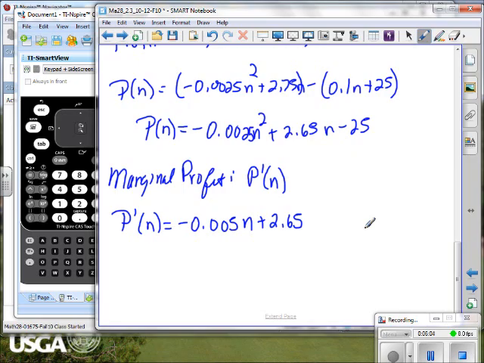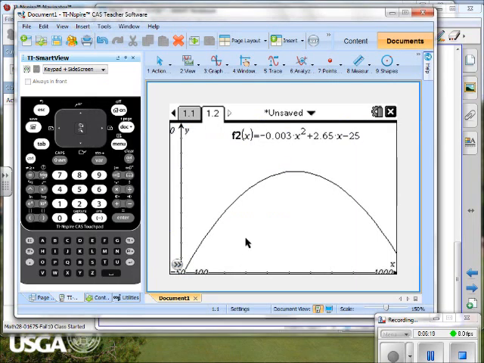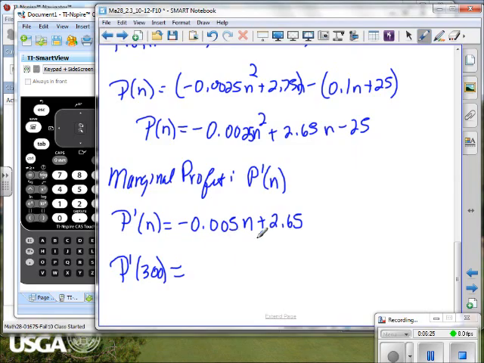Okay, everyone getting this then as the profit, marginal profit? Okay, so now if I want to look at marginal profit at 300, what did we see over here? A tangent would be positive slope. So I anticipate that when I put 300 into this, I get a positive value.